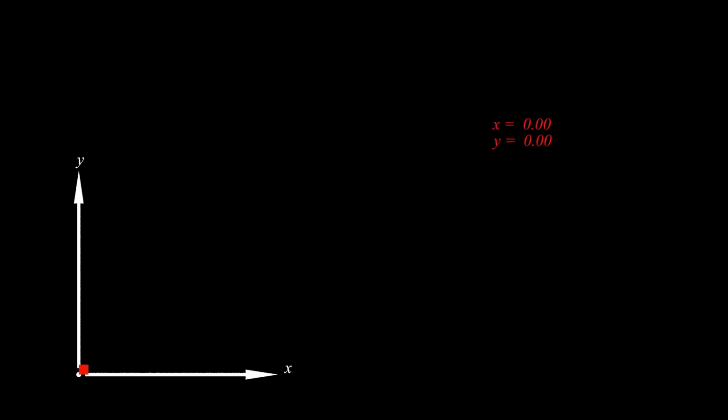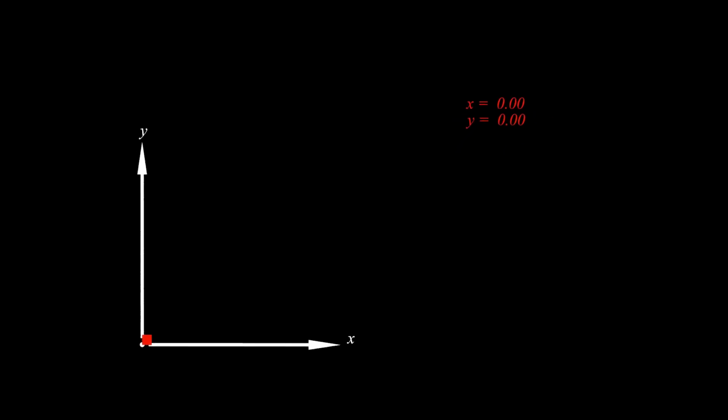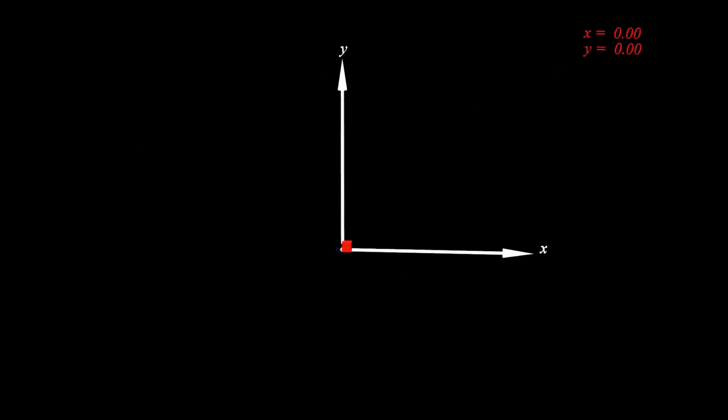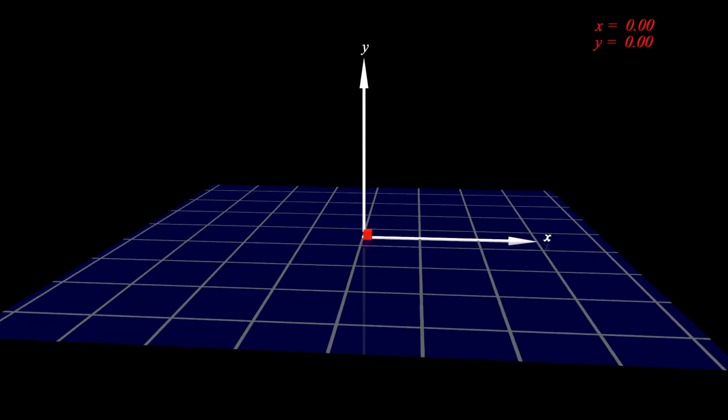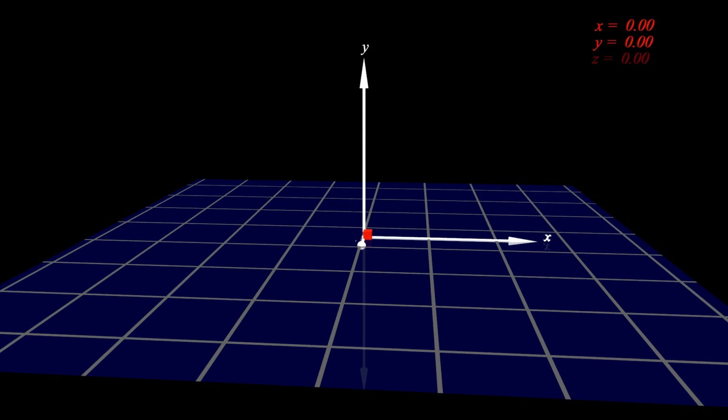Now we extend this idea into 3 dimensions. The square becomes a cube, adding depth. A third direction is introduced called the z-axis. The z-axis measures how far an object is in front of or behind the origin. Now every position is described using 3 numbers: x, y, and z.